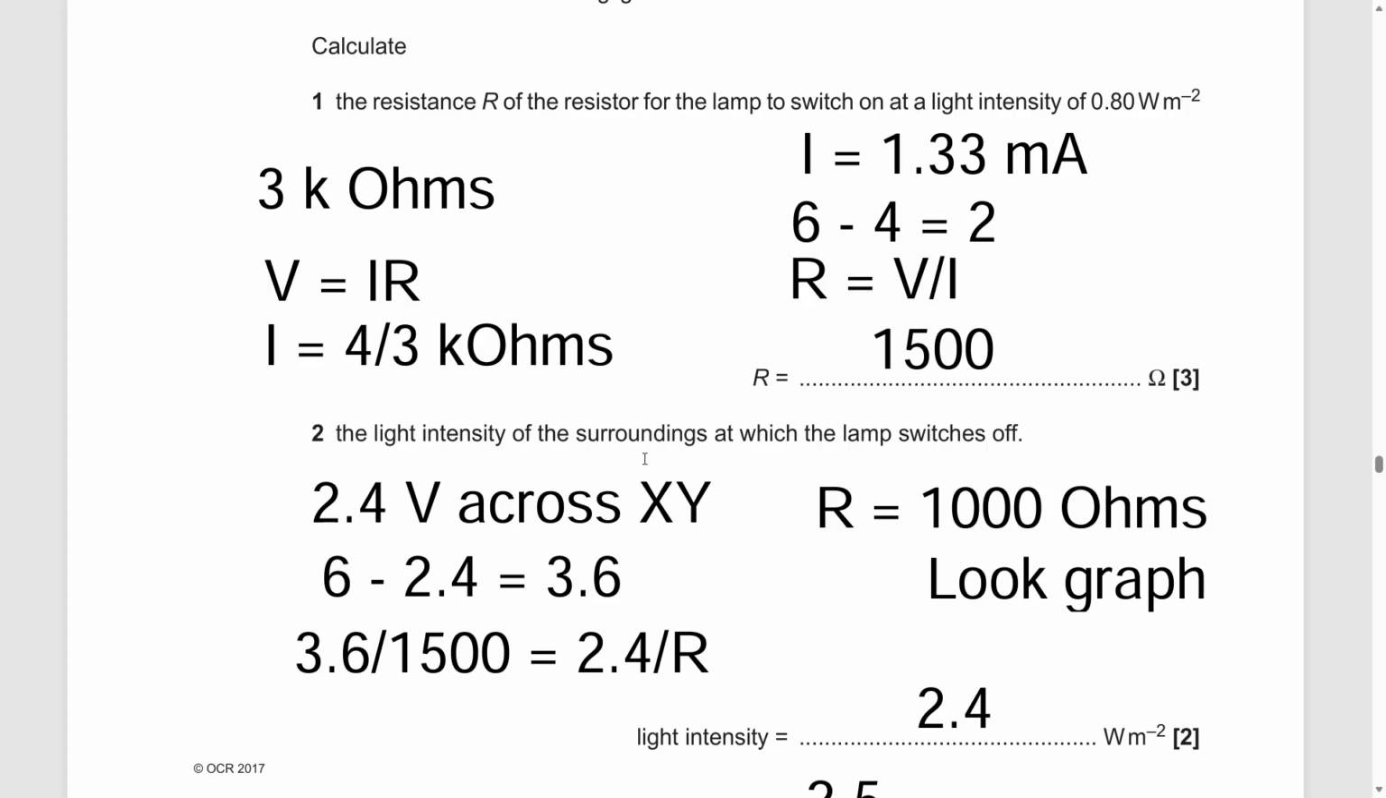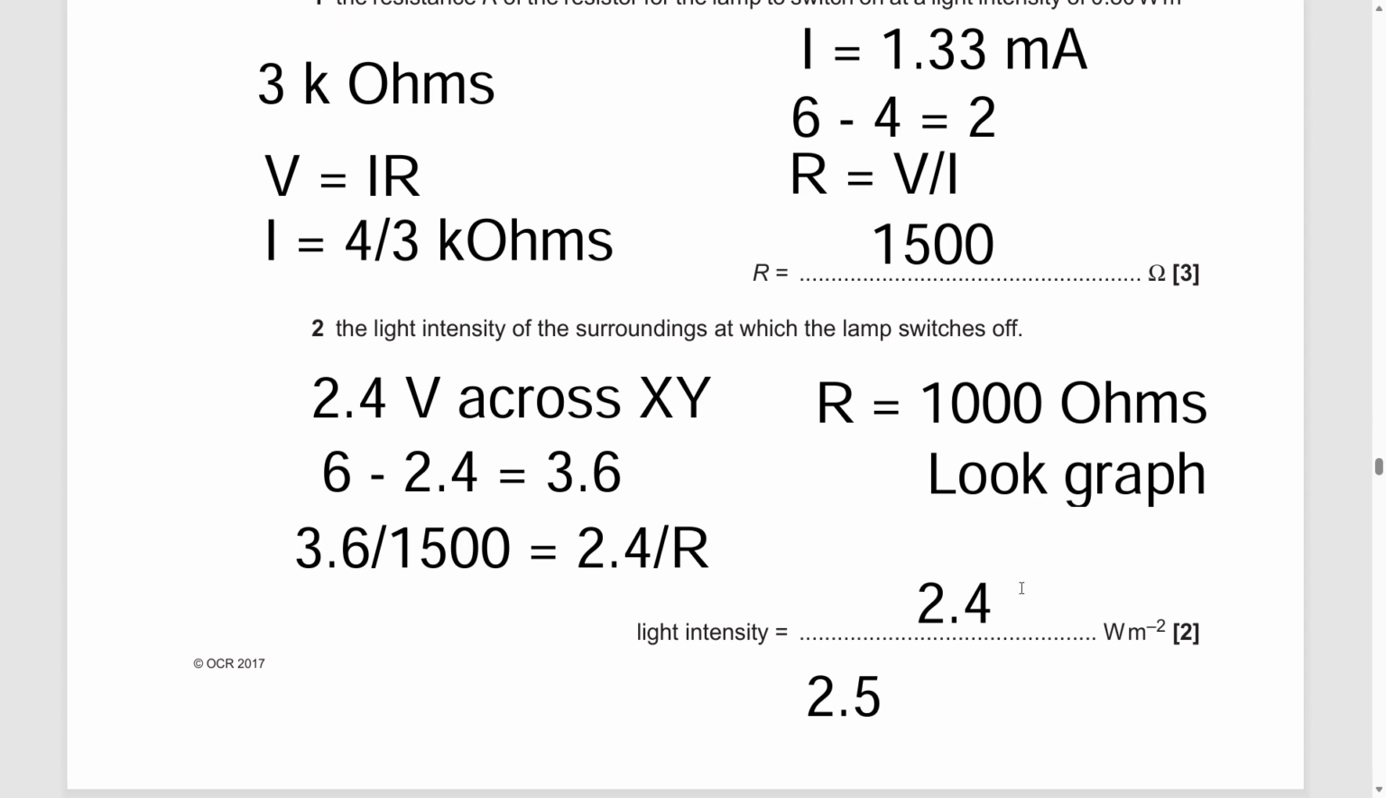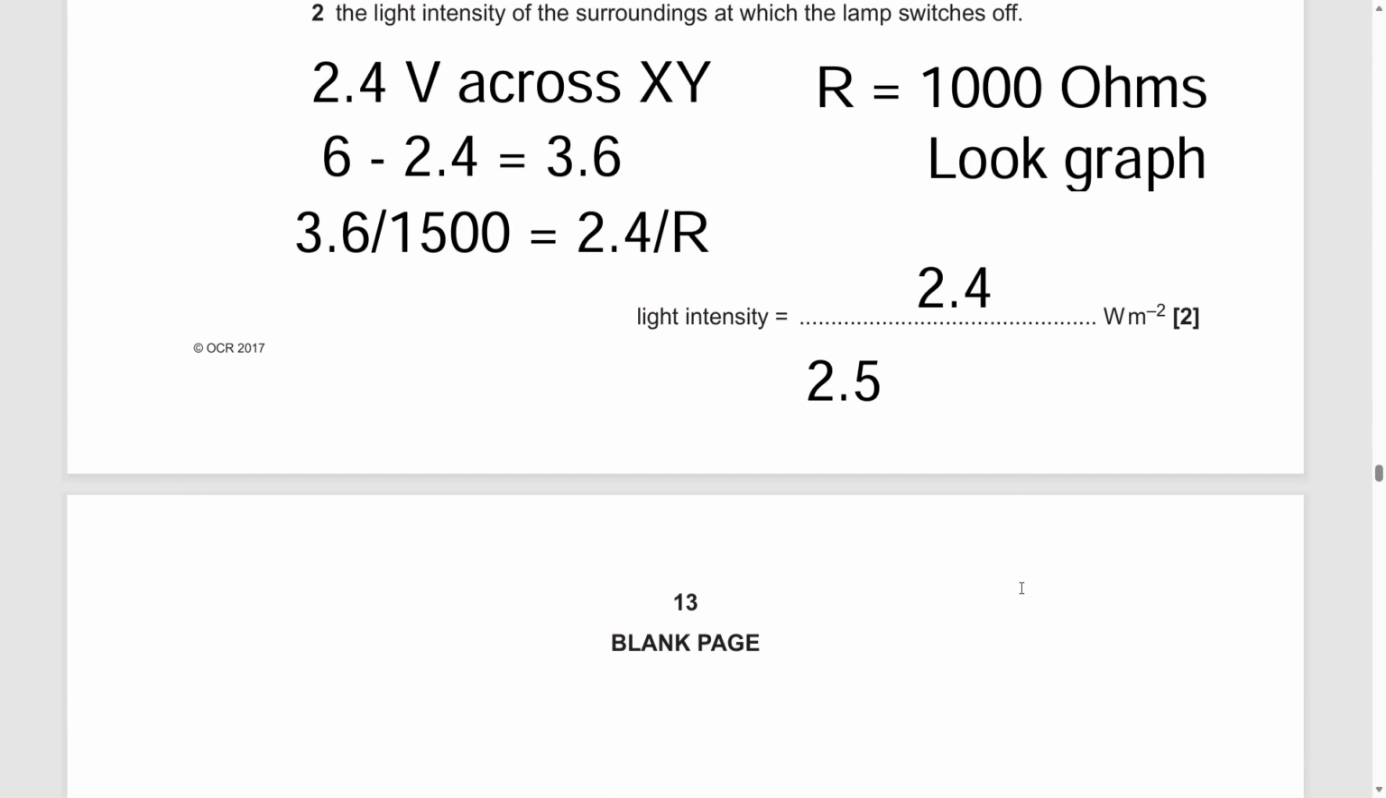And then here, because in the previous part it's 4 volts, now it is 2.4 volts, because the lamp switches off. So now you have 2.4 volts across XY. You do the remaining voltage, so that gives you 3.6, and then you use ratios. 3.6 over 1500 equals 2.4 over R. Work out what R is, and then you look at the graph. This gives you about 2.4 to 2.5.